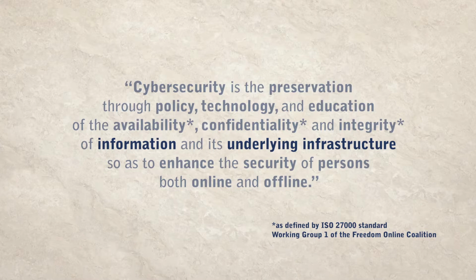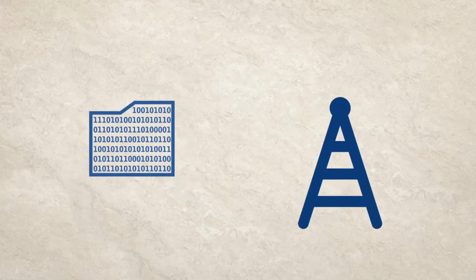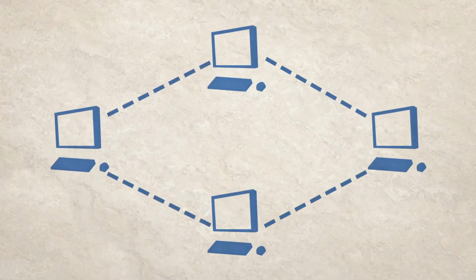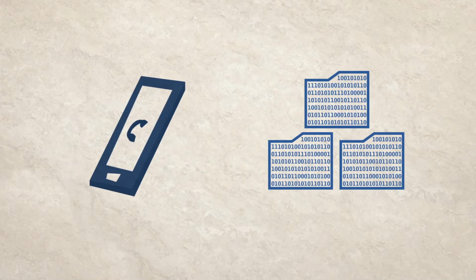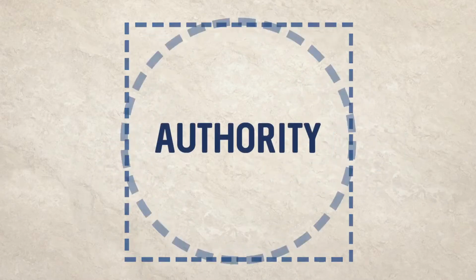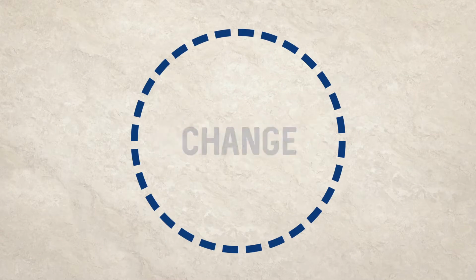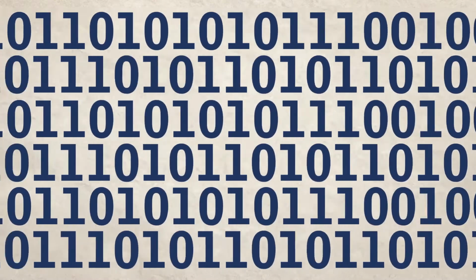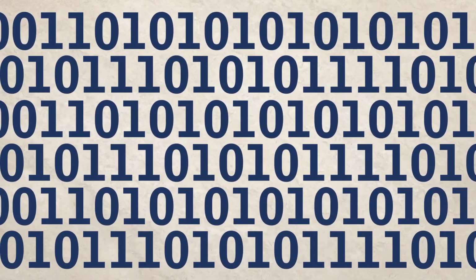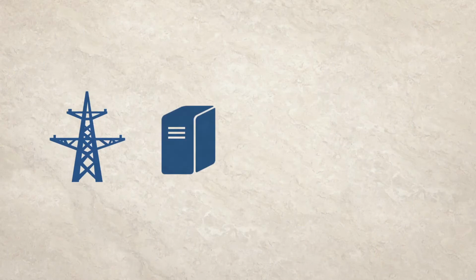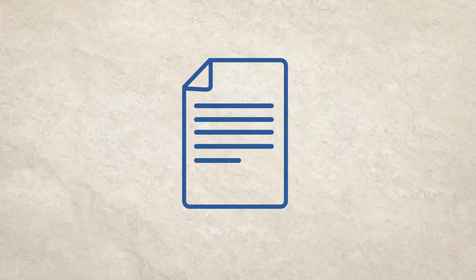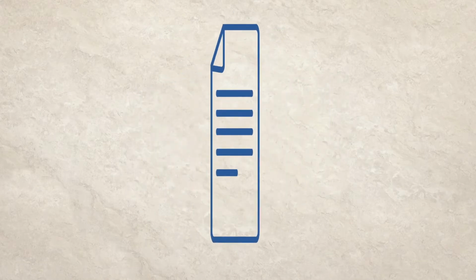Information is the lifeblood of cyberspace. From personal data to high-level state communication, it flows through networks in huge quantities and is stored on devices and data centers. It is subject to voluntary standards, but without a central authority and in a rapidly changing environment, these can be subject to change. In cyberspace, information is digital and intangible, but it relies on an infrastructure which is physical, from cables to servers, routers to satellite connections.